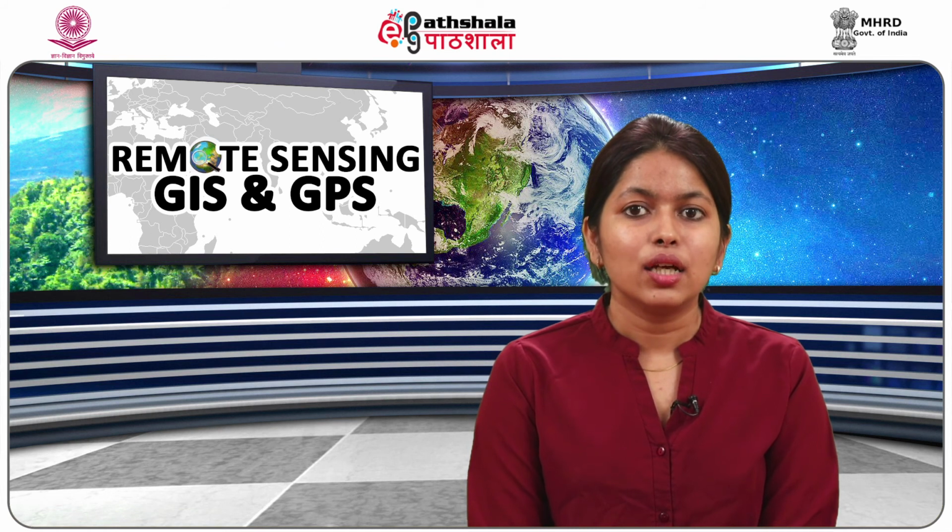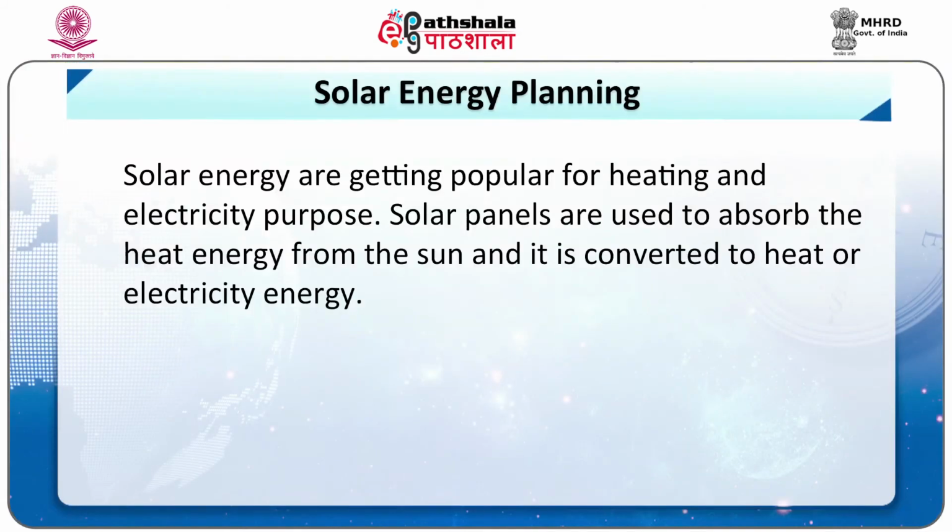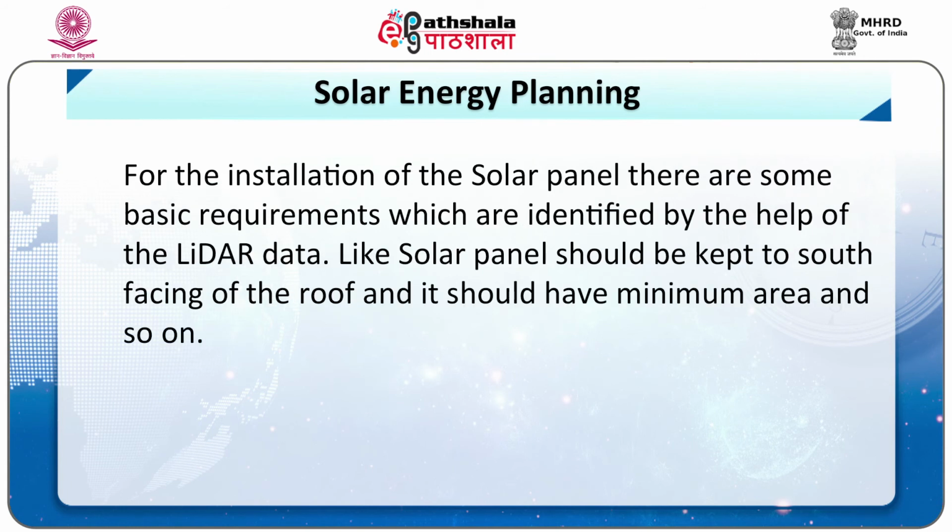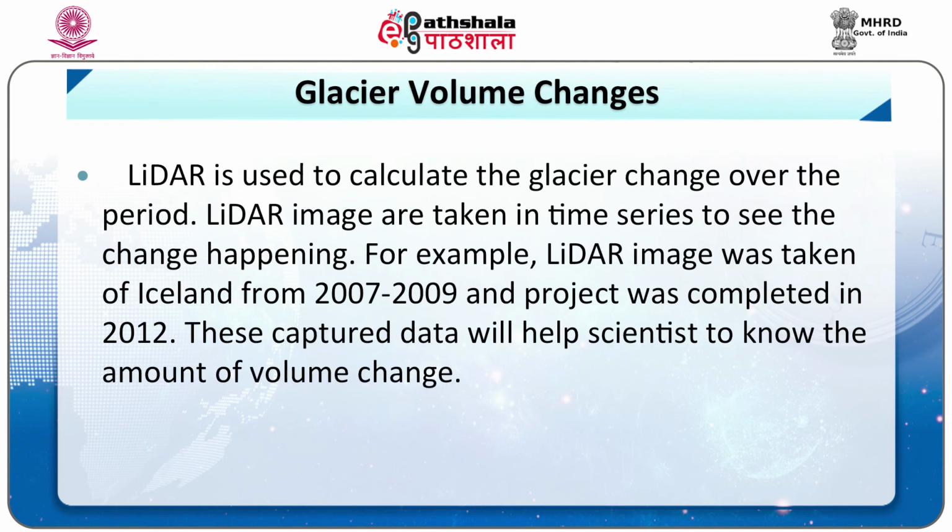Solar energy is getting popular for heating and electricity purposes. Solar panels are used to absorb the heat energy from the sun and it is converted to heat or electrical energy. For the installation of the solar panel, there are some basic requirements which are identified with the help of the LIDAR data. Like, the solar panel should be kept on the south-facing side of the roof and it should have a minimum area, and so on. The next application lies in glacier volume changes.